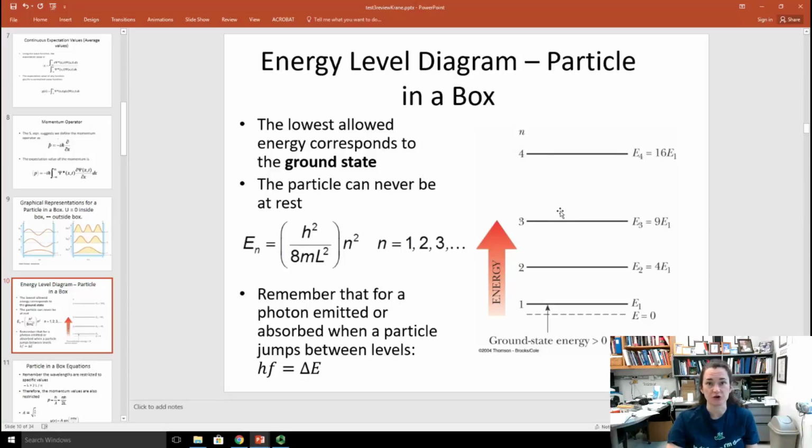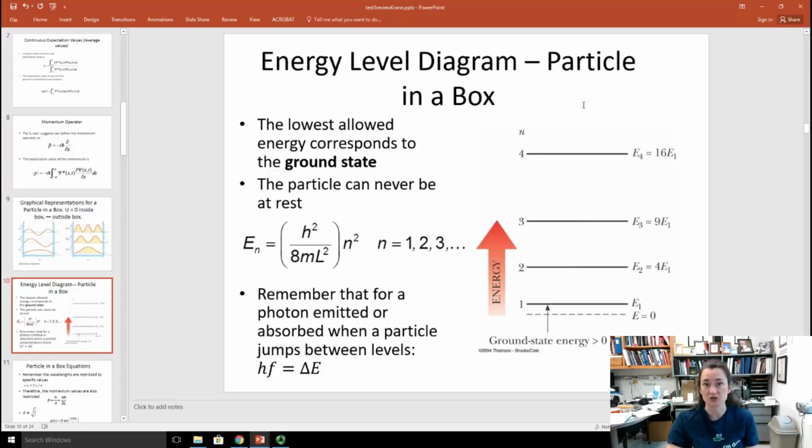And so the energy of a photon that would cause it to jump from n equal to 1 to n equal to 3 has to be hf, which is then going to equal the energy difference: h squared over 8mL squared, times 3 squared minus 1 squared. So that would be the delta E, which would give you the energy of the photon that would cause that jump. Likewise, if the particle jumps down from 3 to 1, then it's going to emit a photon of that energy.